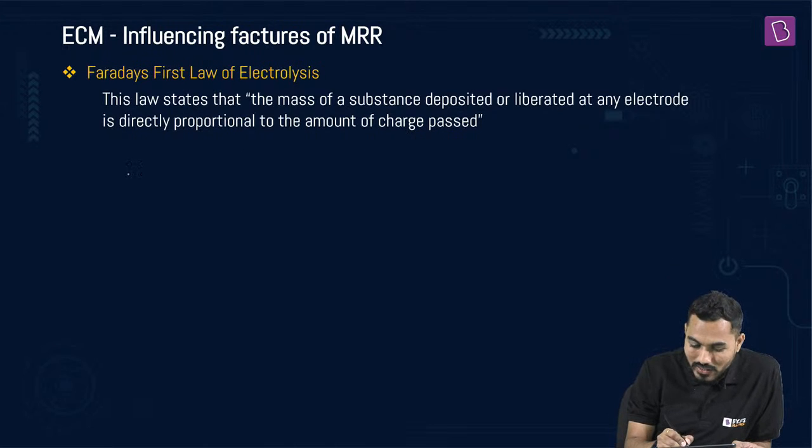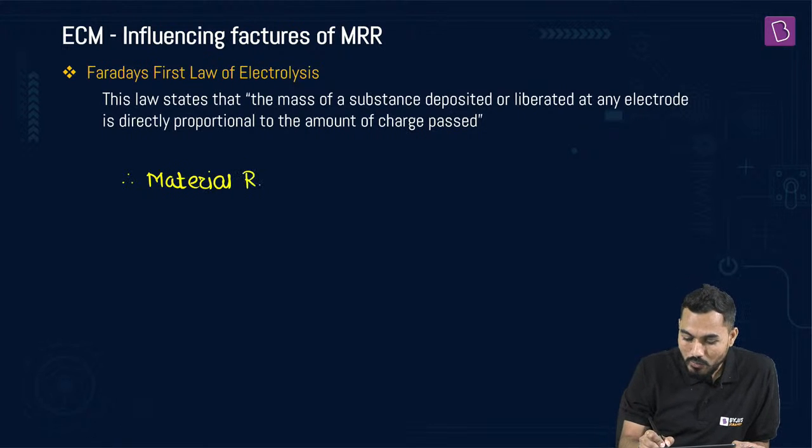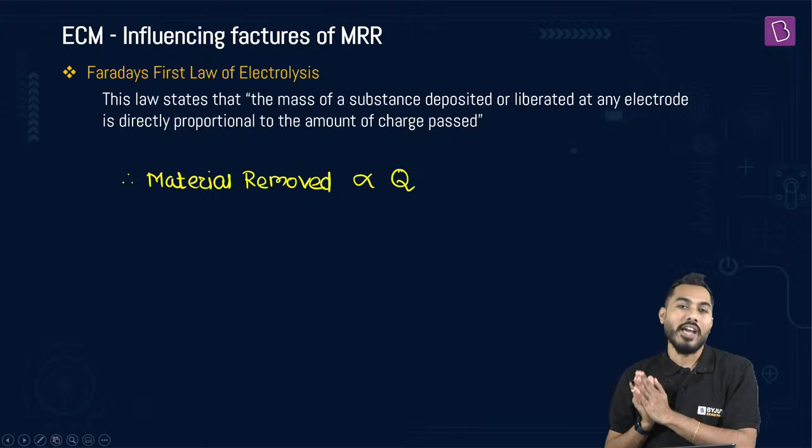So which means I'll say material removed. Material removed, from where? From the workpiece. Material removed is directly proportional to the amount of charge carried. Q is nothing but the total charge carried.